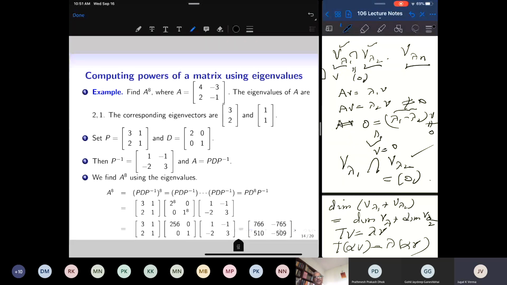So computing powers of a matrix, once I have eigenvalues and distinct linearly independent eigenvectors, that is, the matrix is diagonalizable, can be done very easily. First I calculate the eigenvalues and then write the similarity equation, P inverse AP equals a diagonal matrix. Using that similarity equation, you can find all the powers of the matrix.